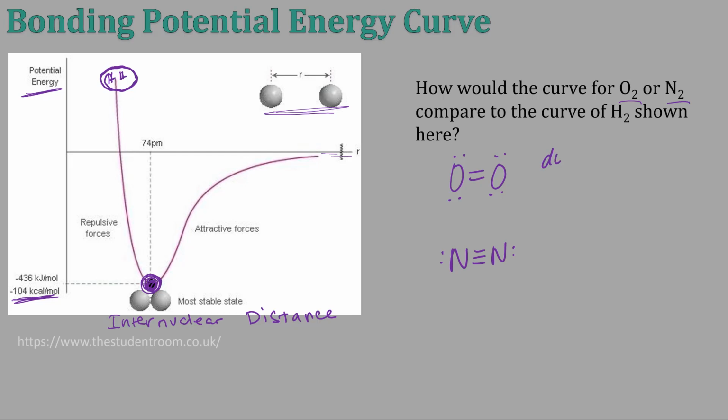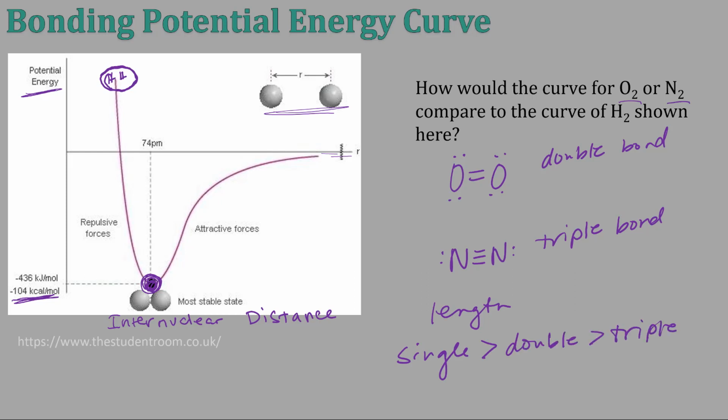So this is a double bond, and down here is a triple bond. And double bonds are shorter in length. A single bond is going to be the longest. Double bond is shorter, and then a triple bond is even shorter. So the length of the bond is shorter for nitrogen to nitrogen, but the strength of the bond is also higher. So the strength is going to be the opposite. So a triple bond has more strength than a double bond, and then a single bond.